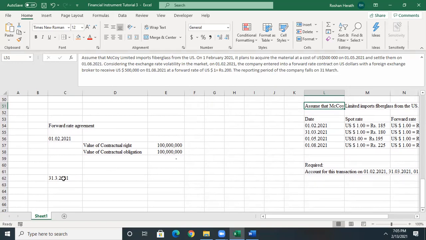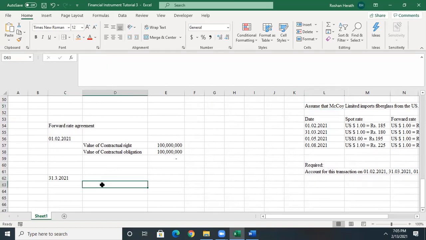Right. When it comes to remeasurement, what we need to do, again, you need to ask the two questions. What is the contractual right? What is the contractual obligation?